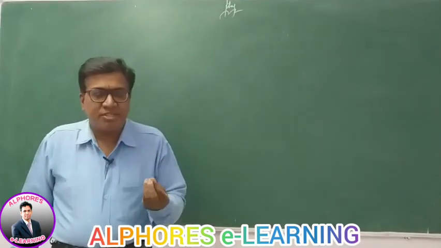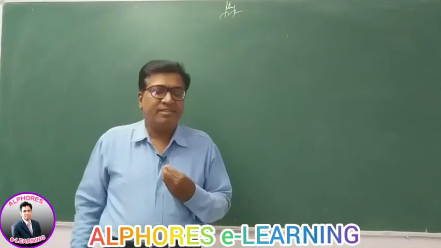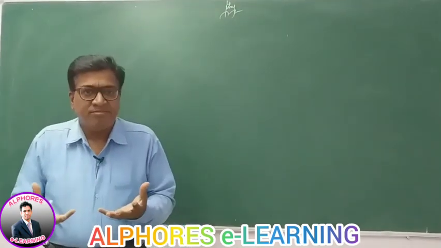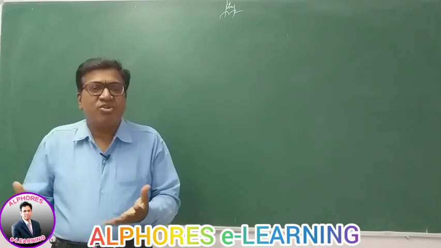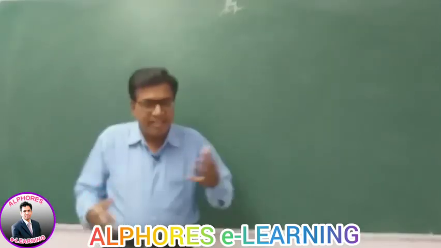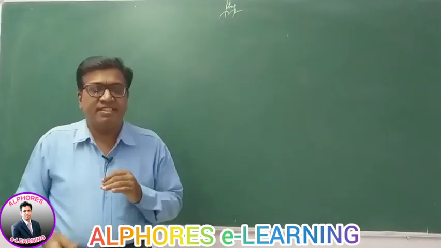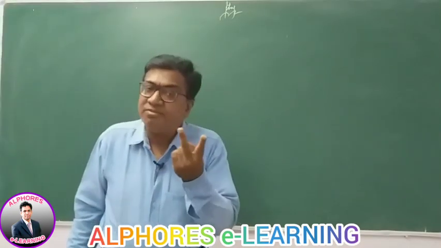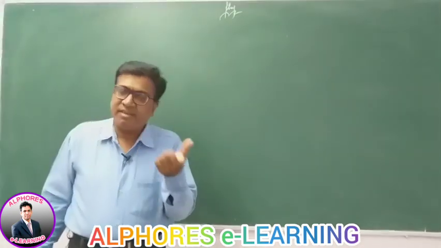Physics is a subject of measurement, right? Any entity which can be defined and which can be measured is called a physical quantity. Anything around us which can be defined and measured is called a physical quantity. So physical quantities are of two types: scalars and vectors.